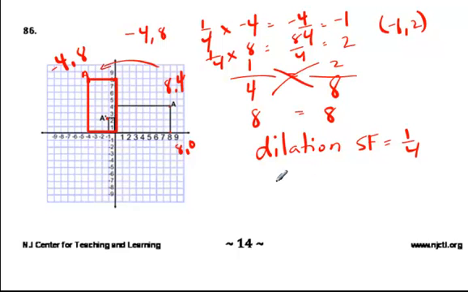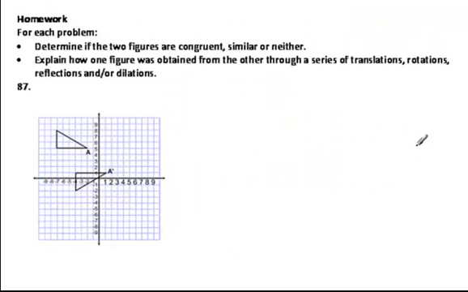So what I did is I did the rotation first, 90 degrees rotation, counterclockwise. So I got it to there, and then I shrunk it down to there. Okay, a little harder one. All right, 87.